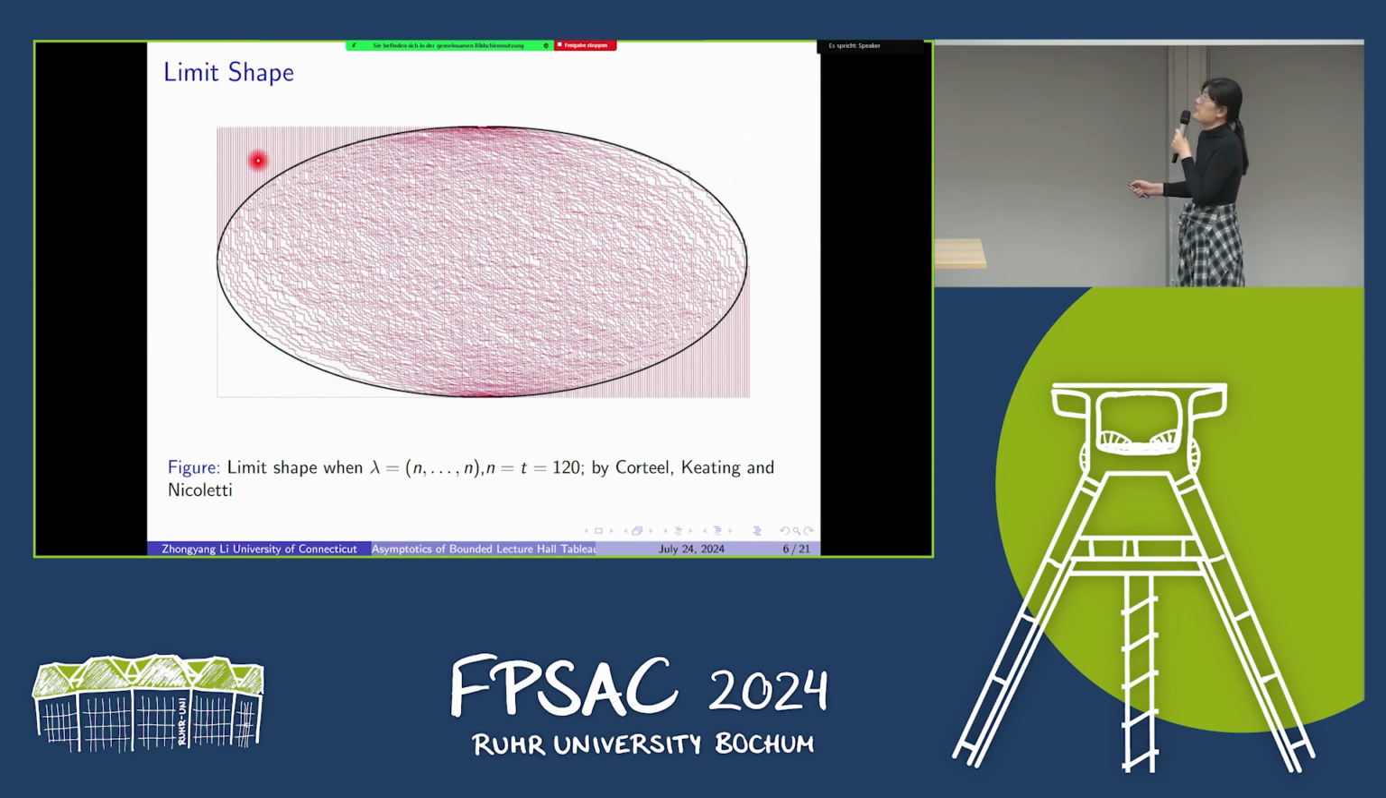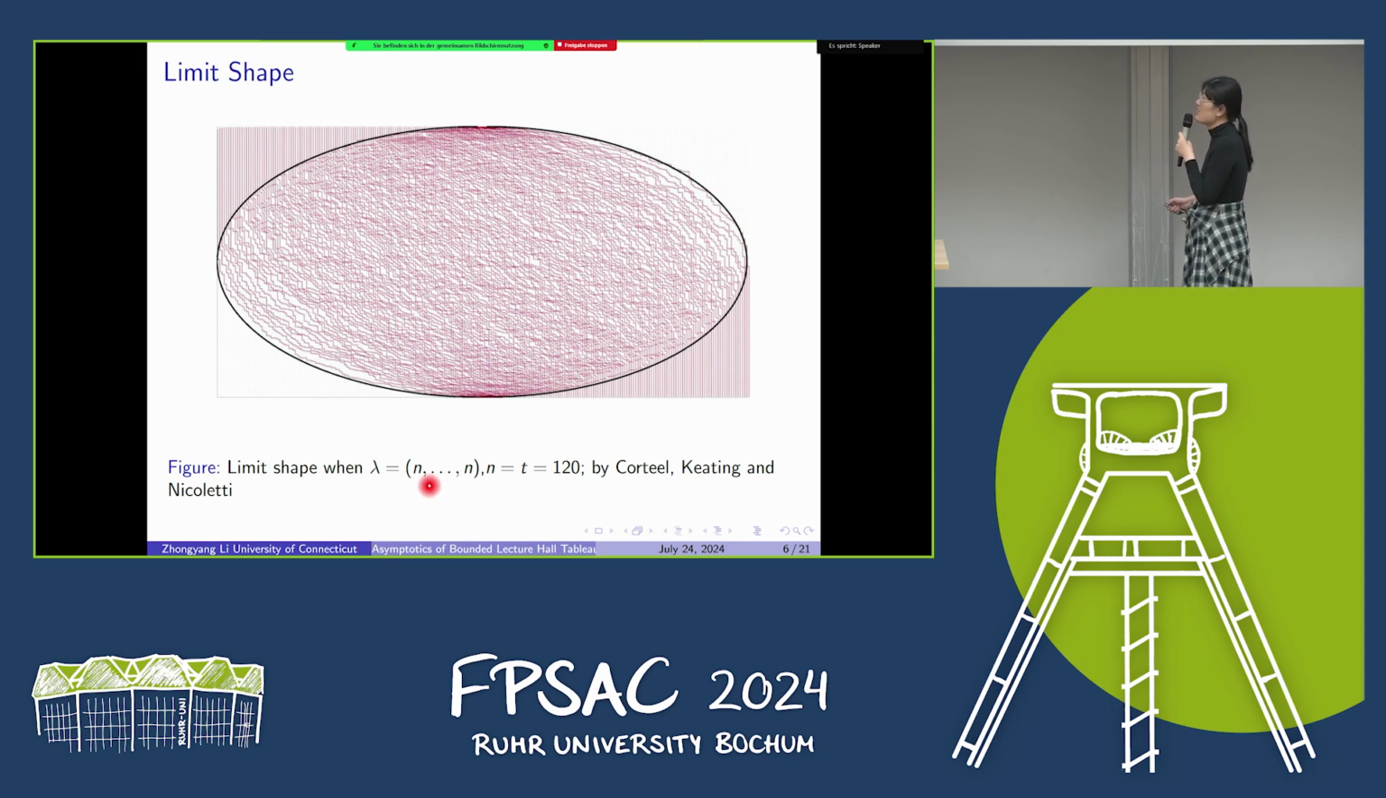So outside this curve, we have the frozen region. Only one configuration has probability 1 to occur, and the other configuration has probability 0 to occur. And inside this curve, each configuration has probability strictly between 0 and 1 to occur. So they have more freedom. So inside this region, it's the liquid region. Outside this region, it's the frozen region. So the limit shape is given by lambda.